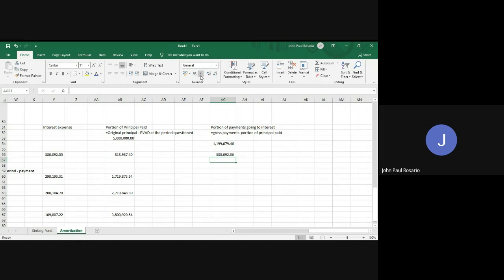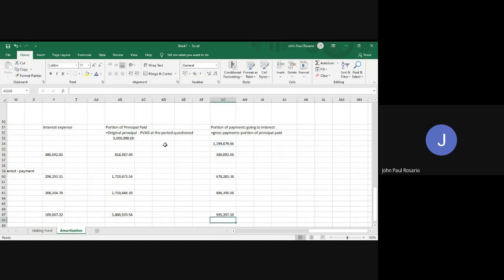For year two, it's this. You multiply that by 2 and you less this amount of the portion of principal paid. Year 3, you multiply this one by 3. Then you less this one. For year 4, you multiply this by 4. And then you less.